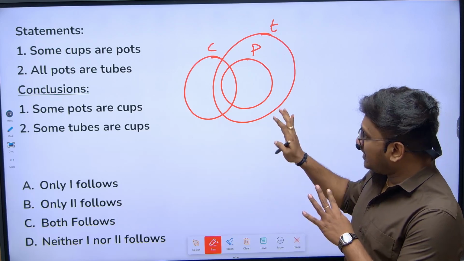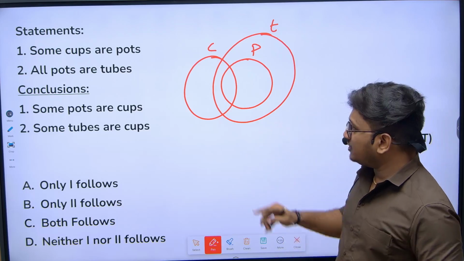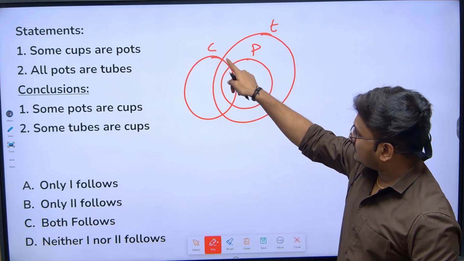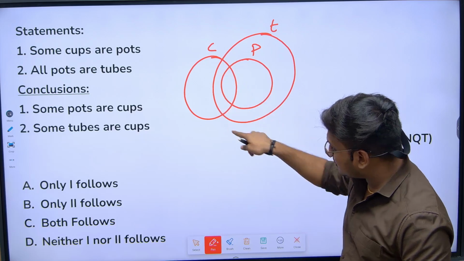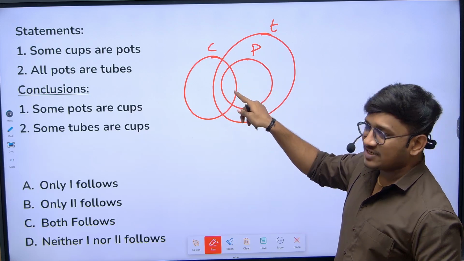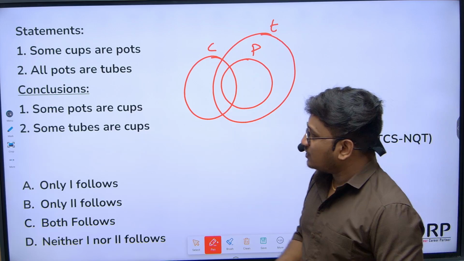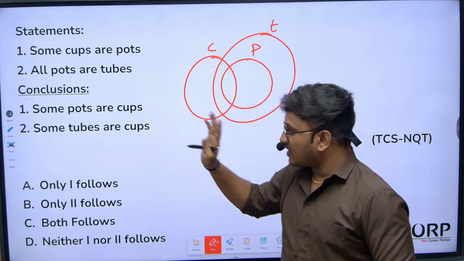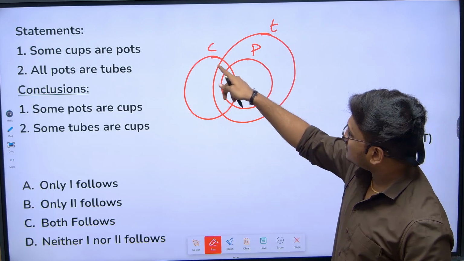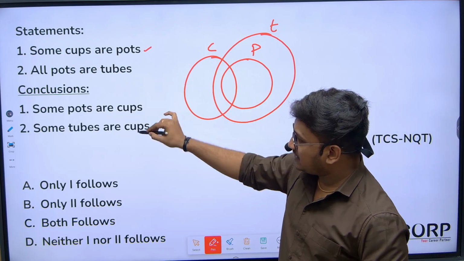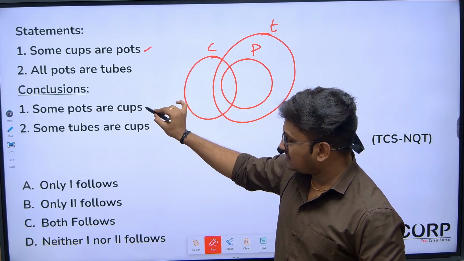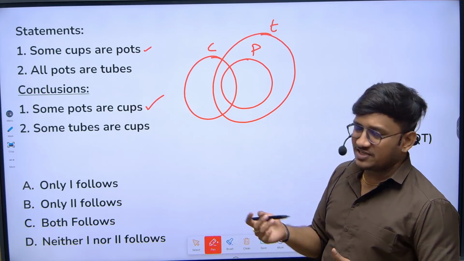Next, from the given statements, some cups are pots. All pots are tubes means obviously the tube circle should touch the cups because of the intersected part, so we have an intersection. Next, some parts are cups. Obviously here itself they have given it right in the statement, so this conclusion is correct from the given statements itself.